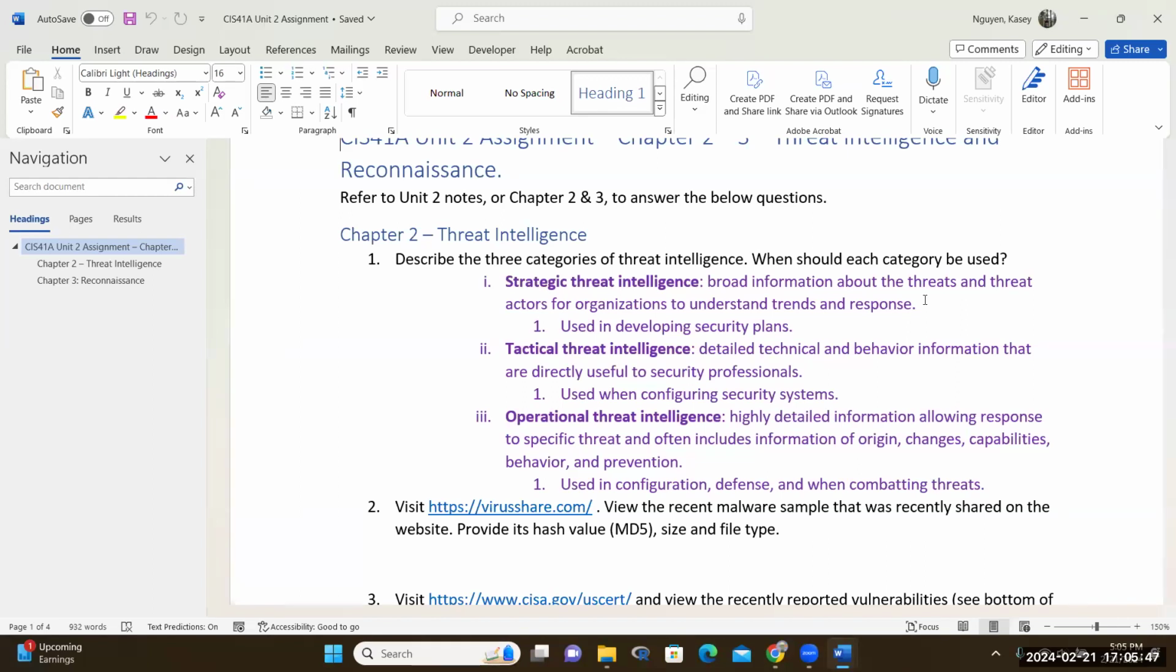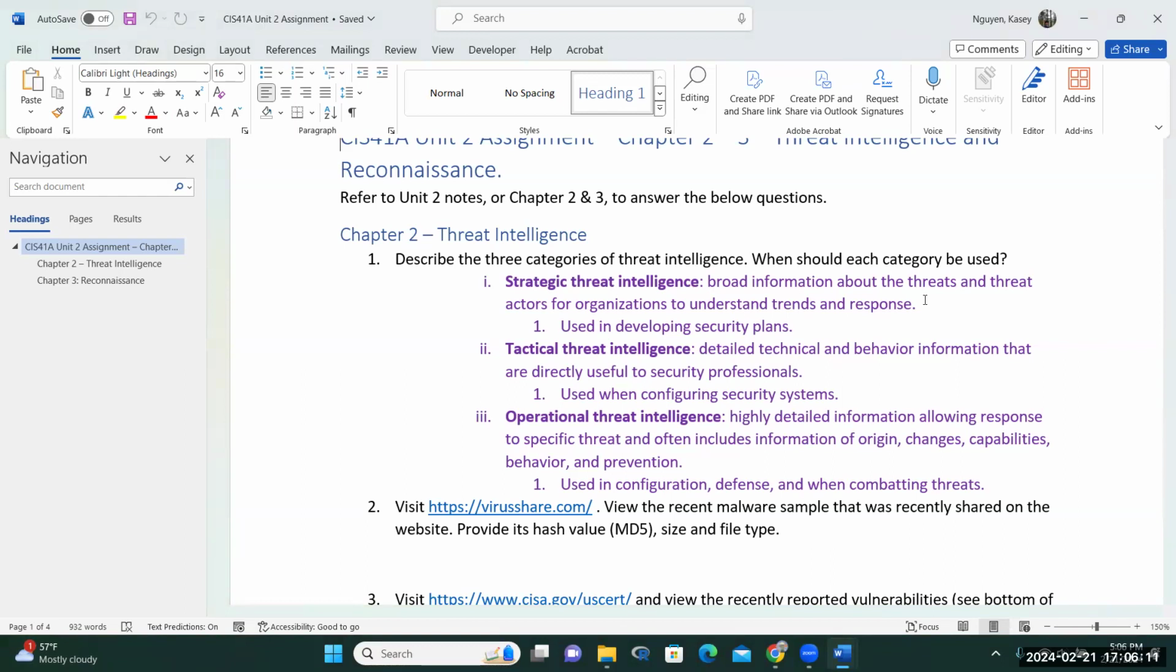So gathering information is important. Then the second piece is your tactical threat intelligence. This is really understanding the technical settings and configuration, right? The behavior of your system while implementing those settings, and how useful that is for your organization and professional.